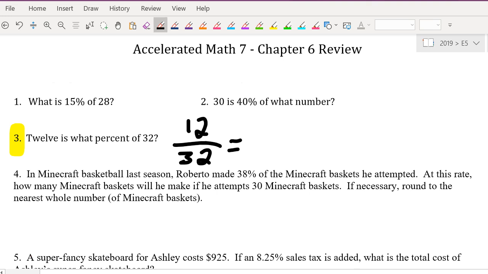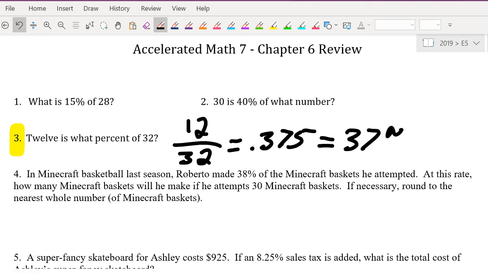So our answer is what? 37.5. Very good. 0.375 is what the calculator will give you, and then you say that that is 37.5 percent.